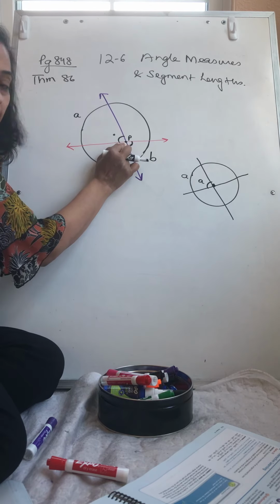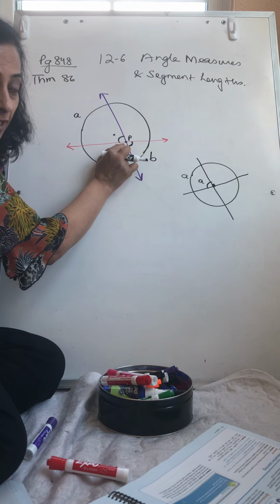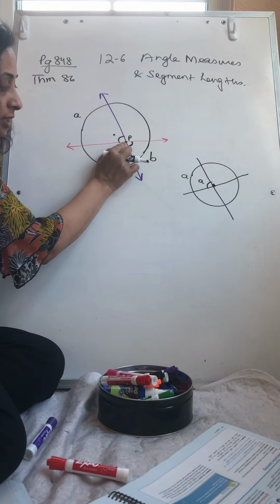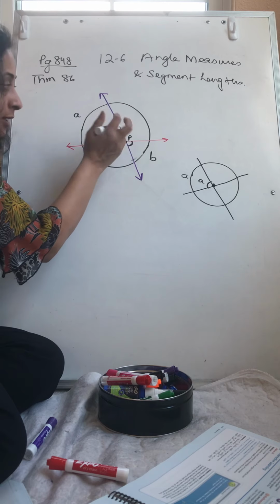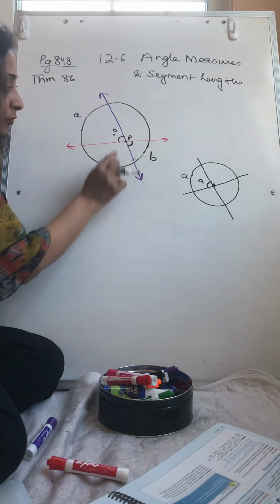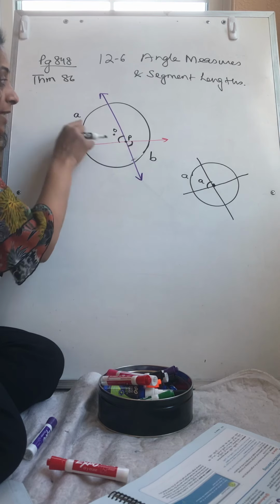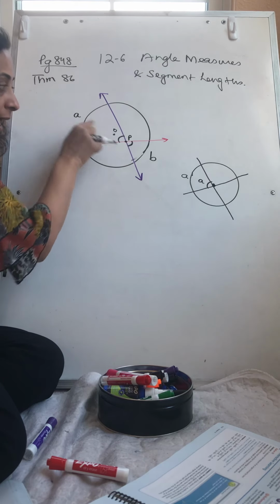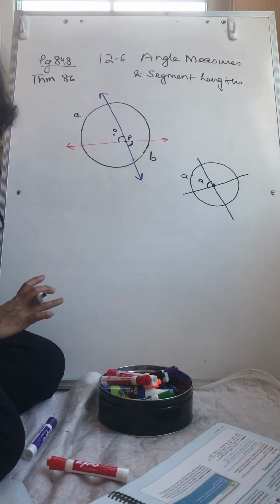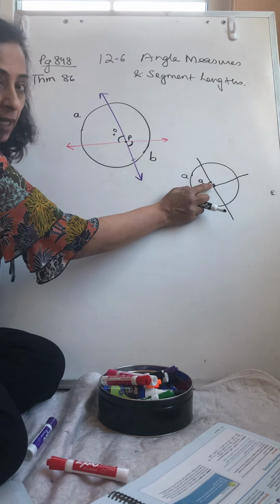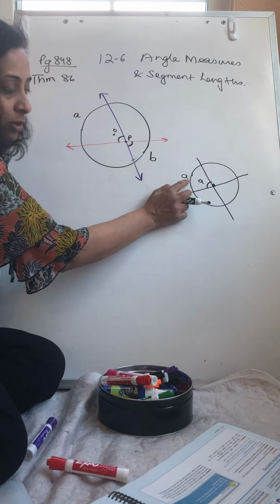Now this angle, is this a central angle? This is not a central angle, because the vertex of this angle is not on the center. This is the center here, O, and the vertex is not on the center. So I cannot say that since the measure of the arc is A, the measure of the angle is also A. Whereas here, because it's a central angle, the central angle is equal to the arc.